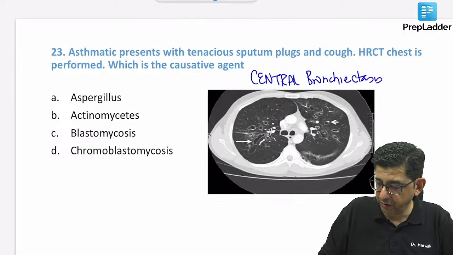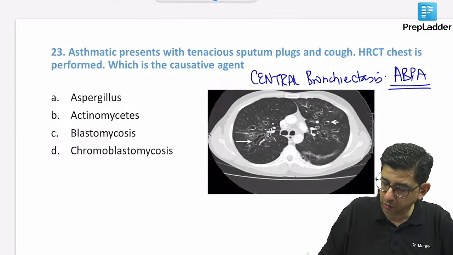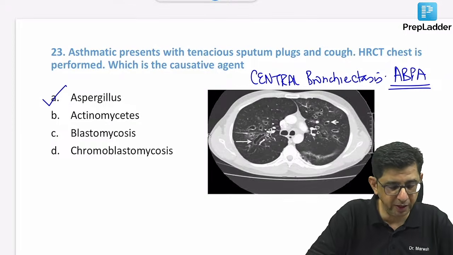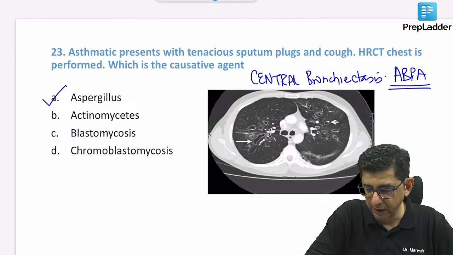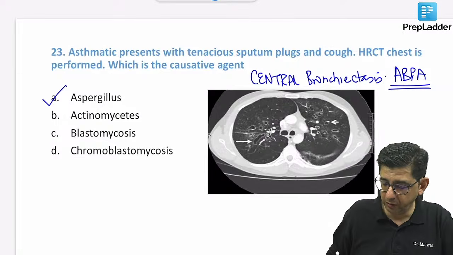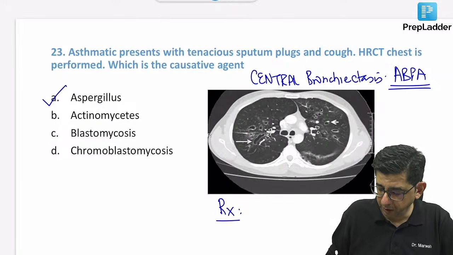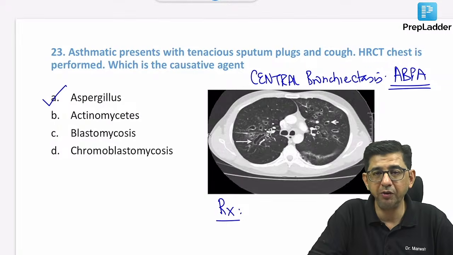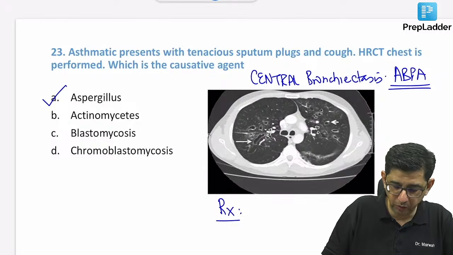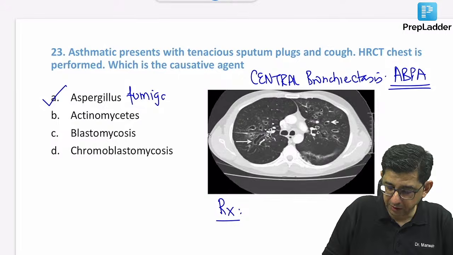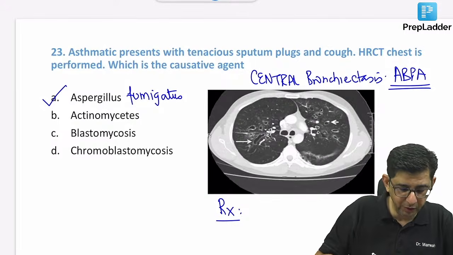The moment you read this word, your interpretation is that we are dealing with ABPA, that is allergic bronchopulmonary aspergillosis, which is caused by Aspergillus. The comments have come up beautifully. Correct answer is A. And you can quickly comment on the treatment for this condition as well. This is a hypersensitivity reaction to Aspergillus fumigatus. And therefore, what would you be doing for management of this patient? Yes, guys, quick answers with respect to the treatment.